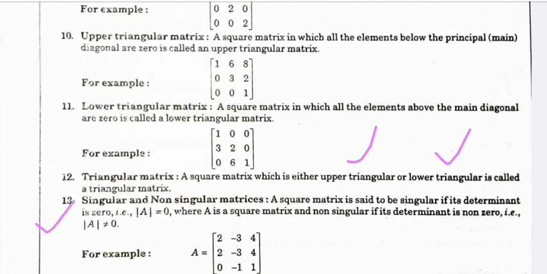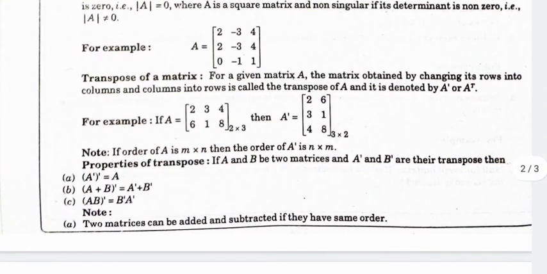Now the 13th type of matrix is the singular and non-singular matrix. A square matrix is said to be singular if its determinant is 0, that is |A| = 0, where A is the square matrix, and non-singular if the determinant is non-zero, that is |A| is not equal to 0. Now the given example is a singular matrix. Why? Because the determinant of this given matrix is 0.